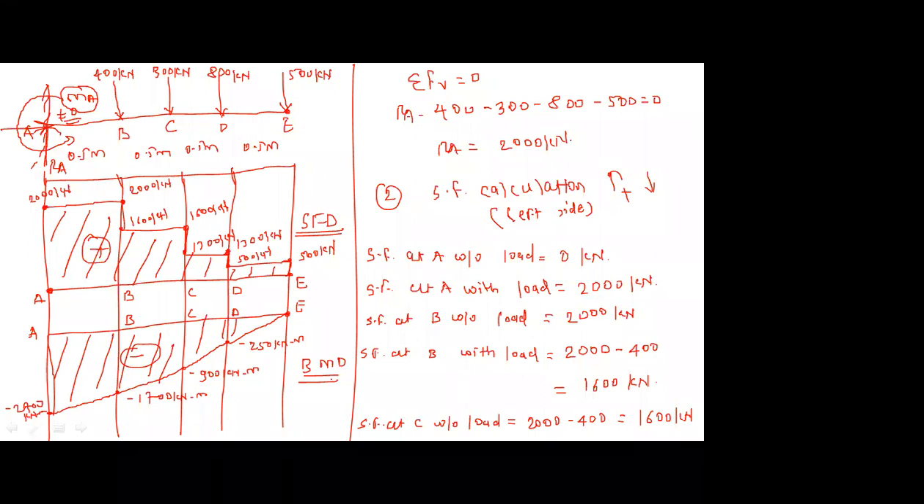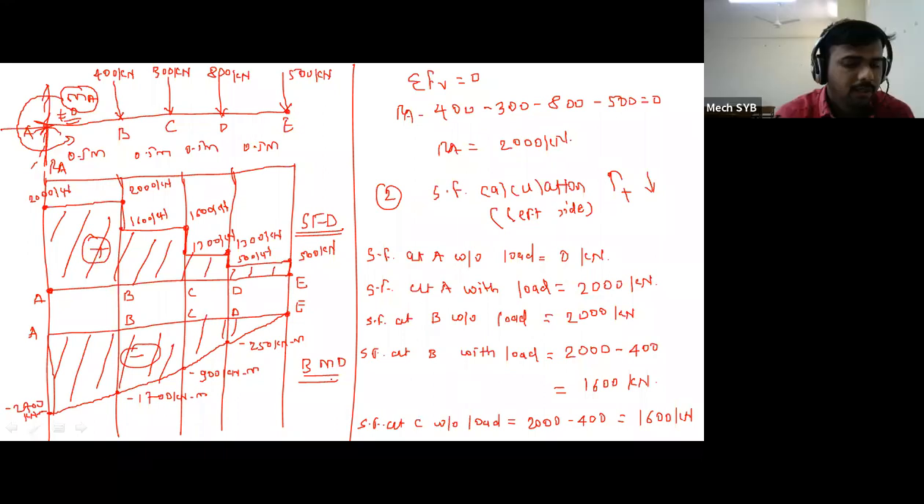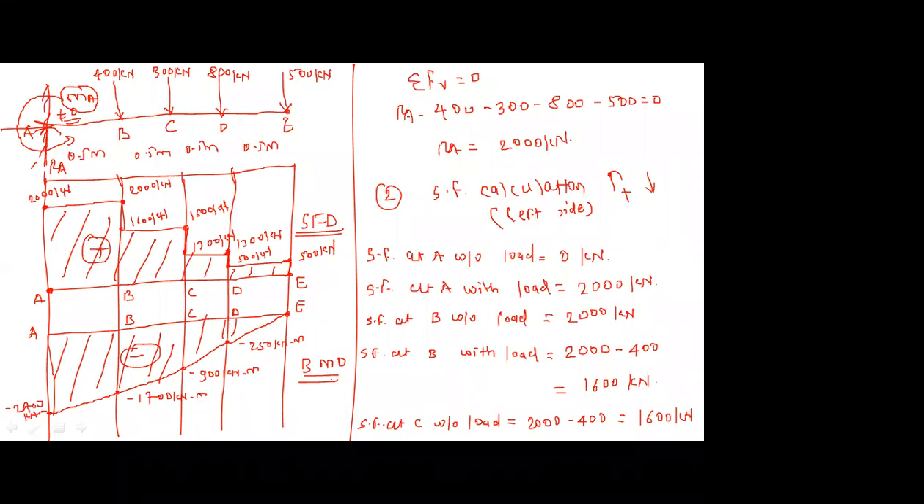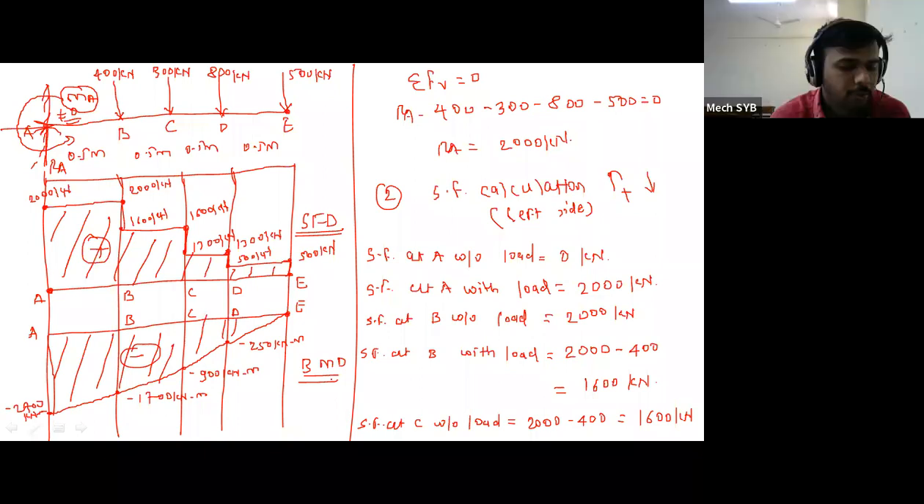Everyone has understood this procedure for the cantilever beam, how to draw SFD and BMD, and how to go for the SF calculation and BM calculation. Has everyone understood? You can give your replies in the chat box, all of you. Then I can understand everyone has understood.